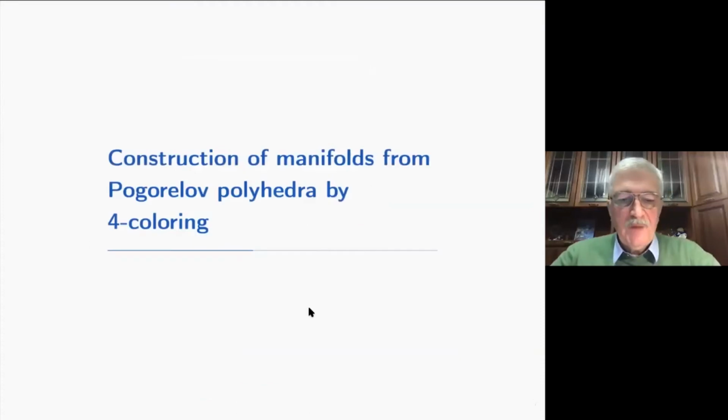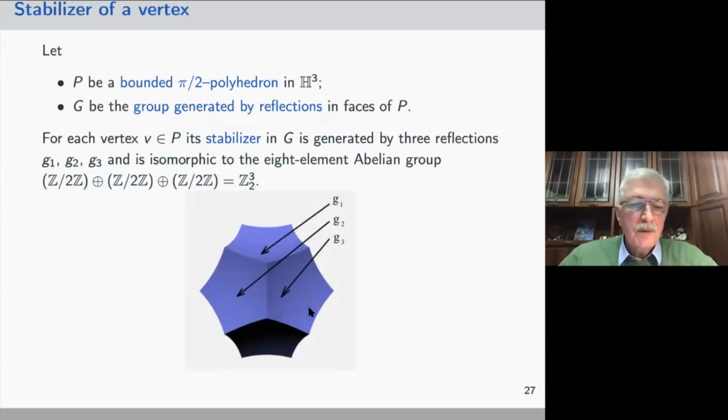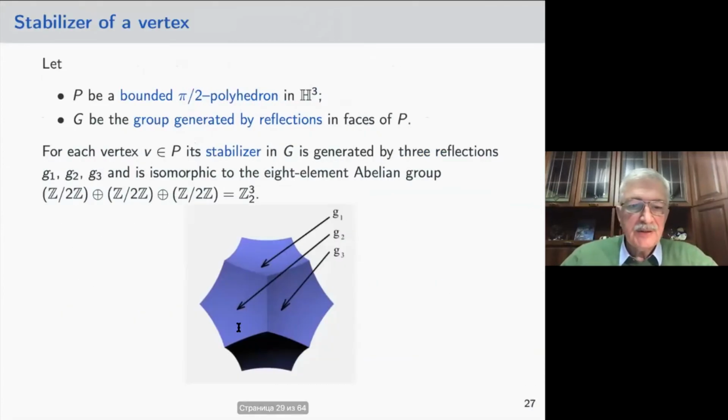Okay, so now we have polyhedra, and I would like to tell you that we can construct manifolds. If you consider bounded right-angled polyhedra in hyperbolic space, so Pogorelov polyhedra, we can consider the group generated by reflections in its faces. If you look at the picture of the dodecahedron, you can see that for any vertex, we can consider the stabilizer in the group generated by reflections, and this group is just an abelian group generated by 2-element groups.